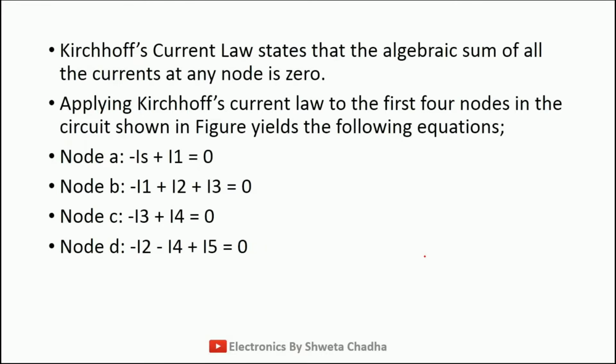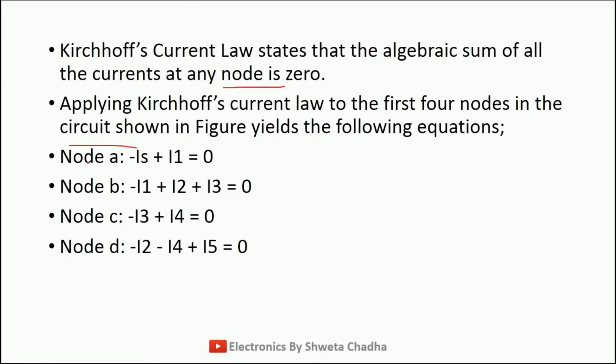So what do you understand by Kirchhoff's current law? It states that the algebraic sum of all the currents at any node is equal to 0. So let us apply KCL on all the nodes that we have. And how to write down the equations with the help of KCL, you can consider my previous videos in which I have explained how to write down the equations for KVL as well as KCL.